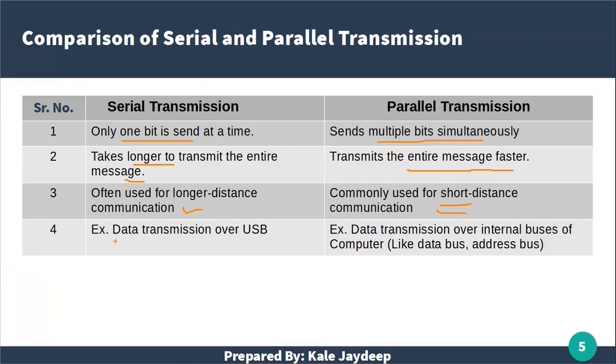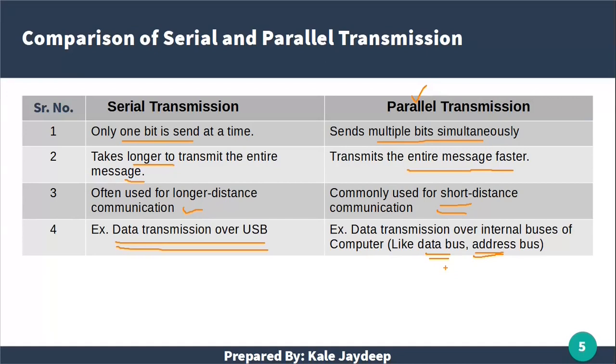If we consider an example, the data transmission over USB is an example of serial transmission. And consider data transmission that occurs over the internal buses of the computer. In the computer we have different buses like the data bus and the address bus. The data bus is responsible for carrying data, and the address bus is responsible for carrying addresses. The transmission that occurs in the data bus and address bus can be considered parallel transmission. These buses internally contain many wires, so many bits can be transmitted at a time. That's why this is an example of parallel transmission.